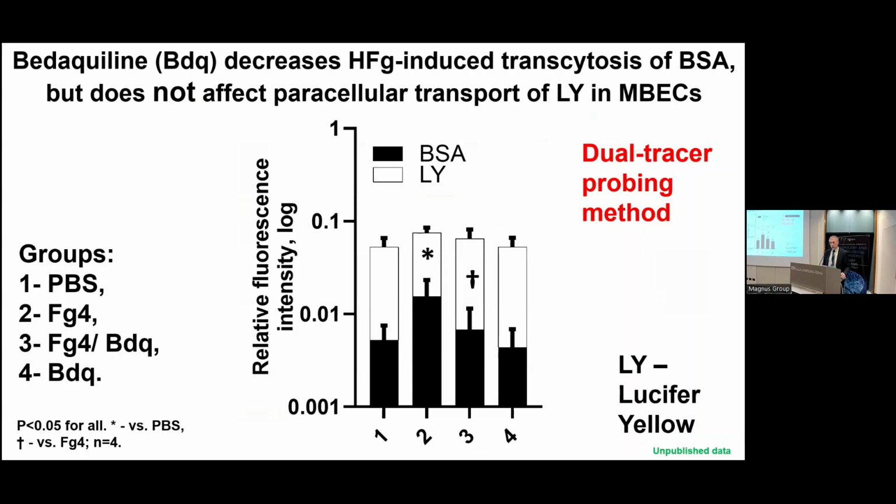Bedaquiline decreases fibrinogen-induced transcytosis. That tells us that if we remove ATP, we affect mainly transcytosis rather than paracellular transport. Again, we used the dual probing method.